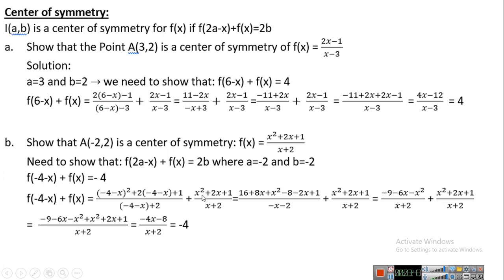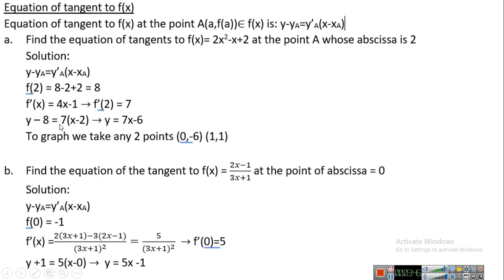Okay, so let us continue with more examples. Find the equation of the tangent to f of x at the point of abscissa 0. Similarly, you will need to find first of all f of 0. You replace x by 0, which gives minus 1. You do the derivative u over v: u prime 2 into v 3x plus 1, minus the derivative of 3x plus 1, which is 3, into 2x minus 1, over the denominator squared. If you expand, 6x minus 6x cancel out, and 2 plus 3 is 5. I want f prime of 0 because I want the derivative at the point 0, so you're going to get 5.